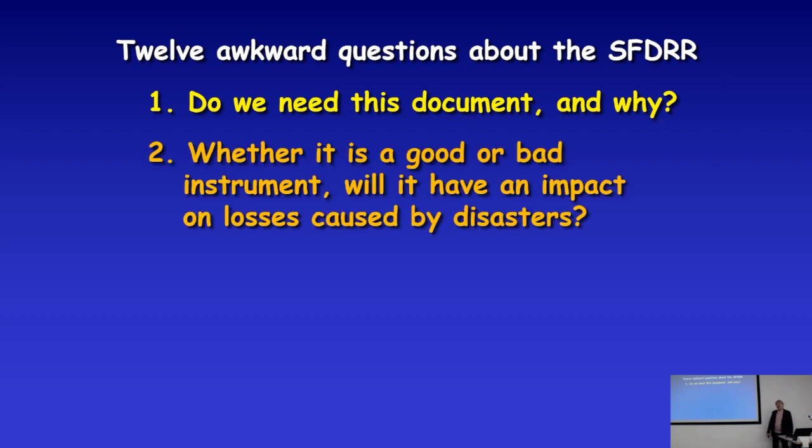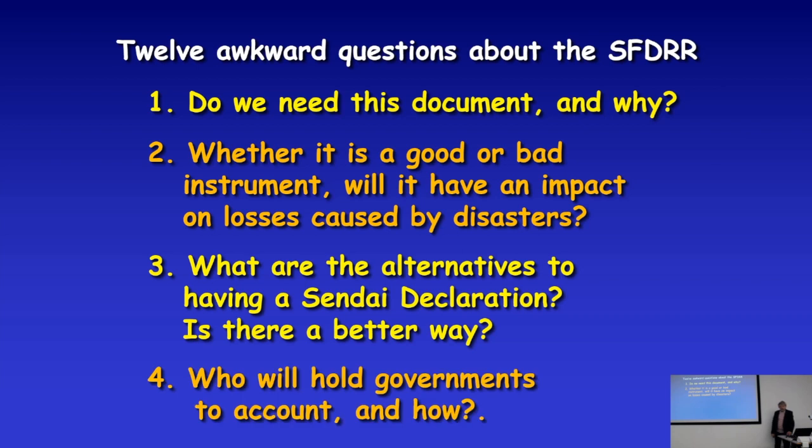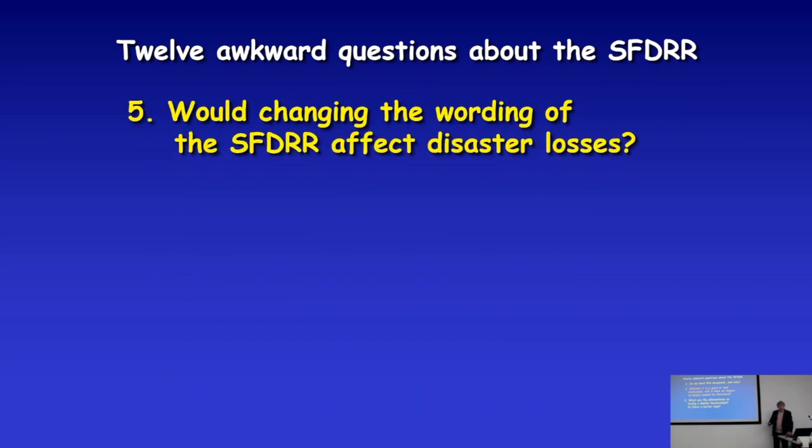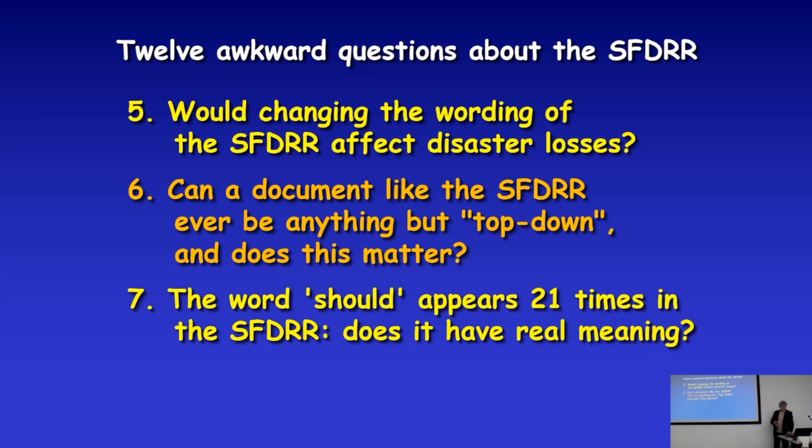Do we need the Sendai framework, and why? Whether or not it's good or bad, will it have an impact? Will it actually reduce losses? Are there alternatives? Is there a better alternative that perhaps isn't so top-down? Who will hold governments to account and shame them? They need shaming. The wording, does it affect losses? So much effort went into debating the wording of it. Can it ever be anything but top-down, and does that matter? Is top-down toxic, or does it work?